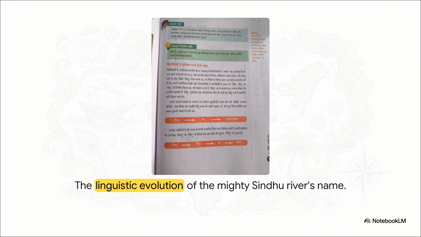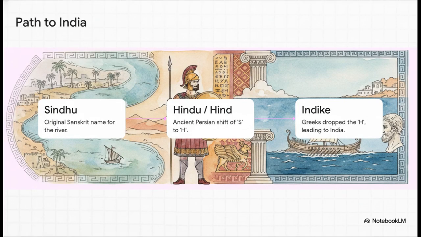And what happens next is honestly one of the greatest games of linguistic telephone in human history. Let's just walk through this brilliant etymological chain step by step. Step 1. It all starts with the Sanskrit Sindhu. Step 2. Around the 6th century BCE, ancient Persians under their great emperors expanded eastward to the river. Now in ancient Persian, the S sound naturally shifted to an H sound, so Sindhu became Hindu or Hind.